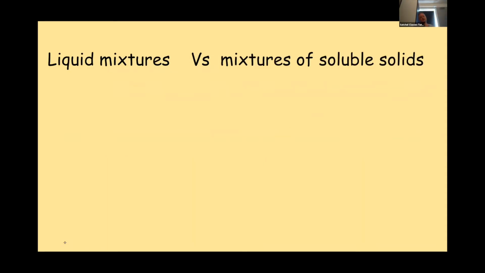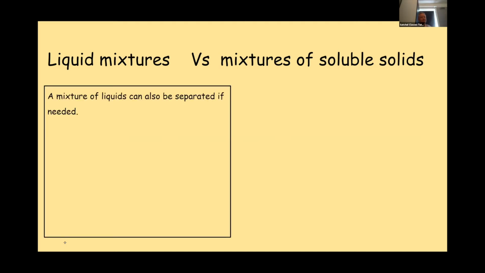So, liquid mixtures versus mixtures of soluble solids. A mixture of liquids can be separated if needed. The key idea behind this is if you needed to separate, say, alcohol from water, or if you were working in forensic science and you were investigating whether a drink contained alcohol, so you needed to check it.